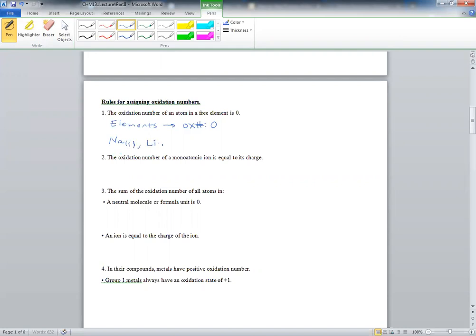Lithium. Iron. Copper, etc. And of course, remember your diatomics. So if you see hydrogen gas like this, that's an element. If you see oxygen gas, O2, that's an element, again by itself. F2, etc. Of course, Cl2. So I'm giving you some examples.